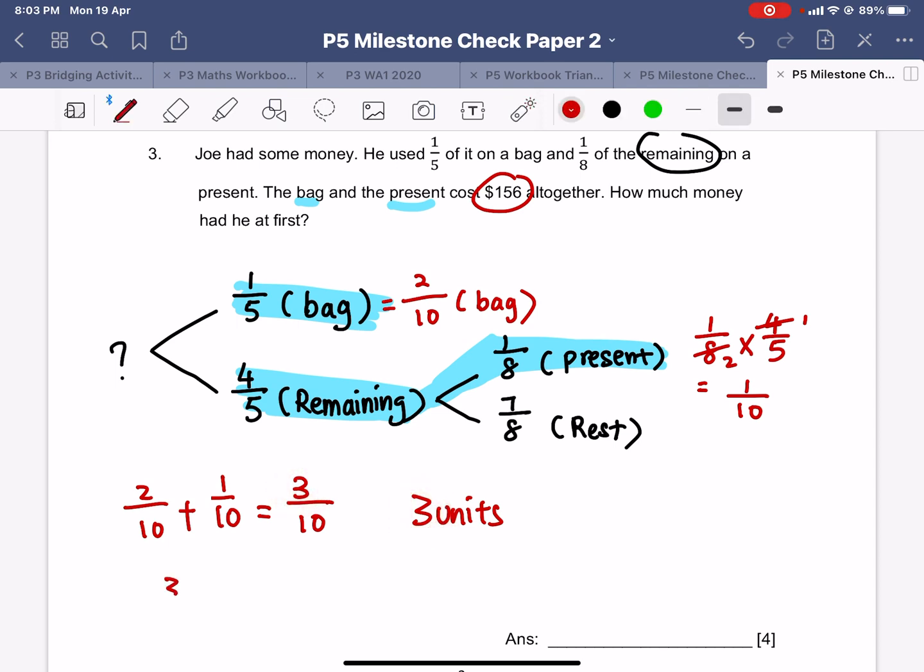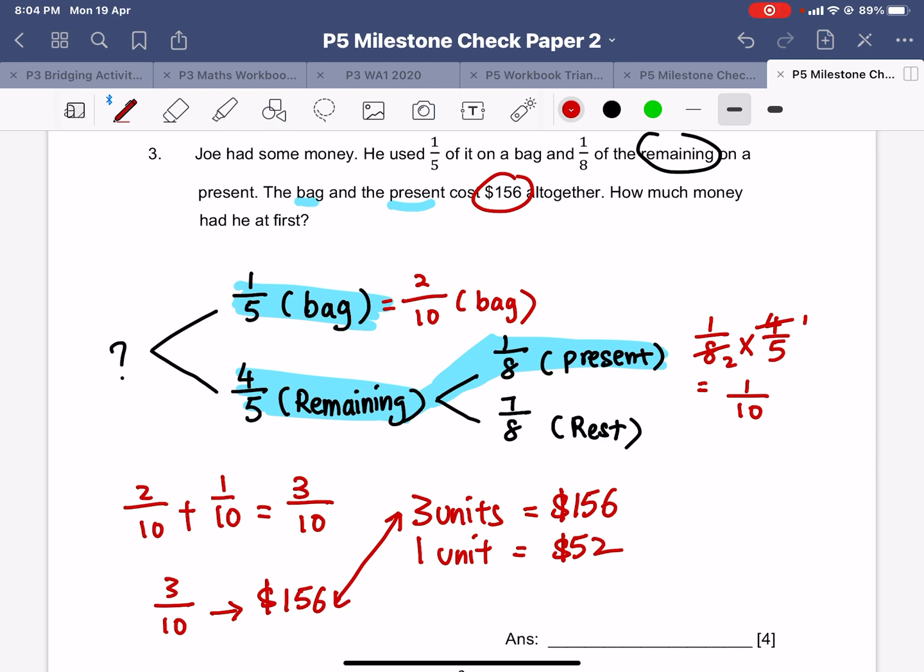Okay, some people, if you remember, I also shared with you another way. 3/10 represents 156. You can do it this way also. Or you can do it by unitary method. Okay, 3 units is 156. Again, let's find 1 unit. Should be a nice number, which will be 156 divided by 3 is $52.